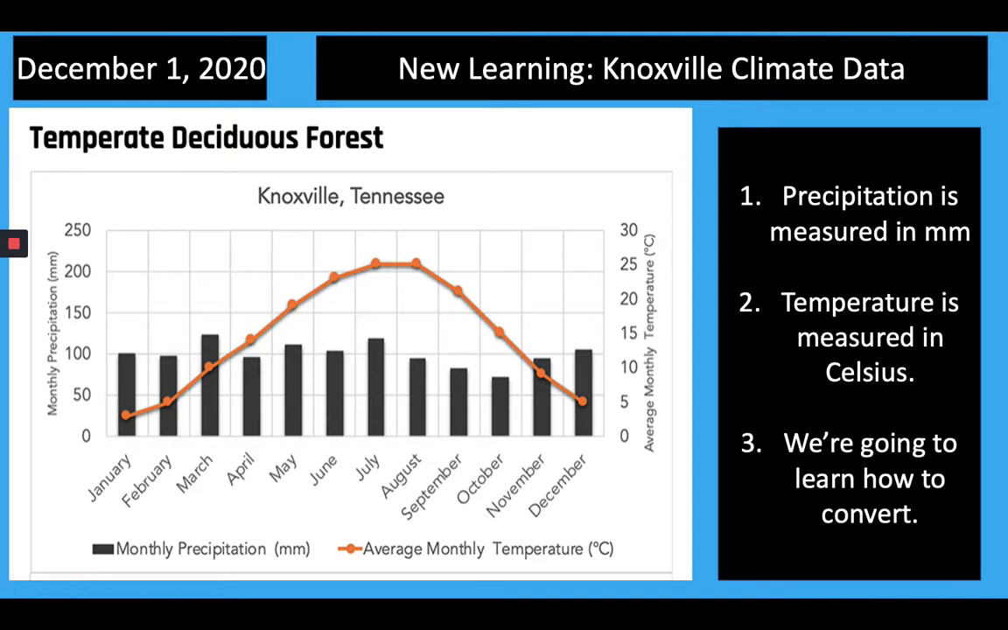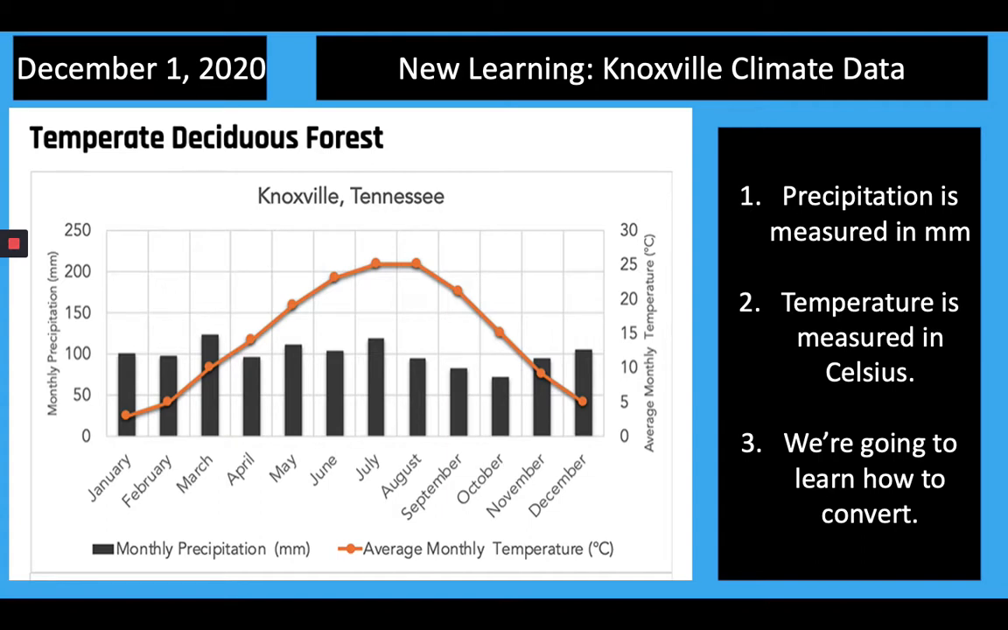Precipitation is always measured in millimeters on a climagraph. Temperature is always measured in degrees Celsius. Now, we don't measure in degrees Celsius here in Knoxville in the United States. We measure in degrees Fahrenheit. We also usually measure in inches instead of millimeters. So we're going to have to learn how to convert those two things, okay?